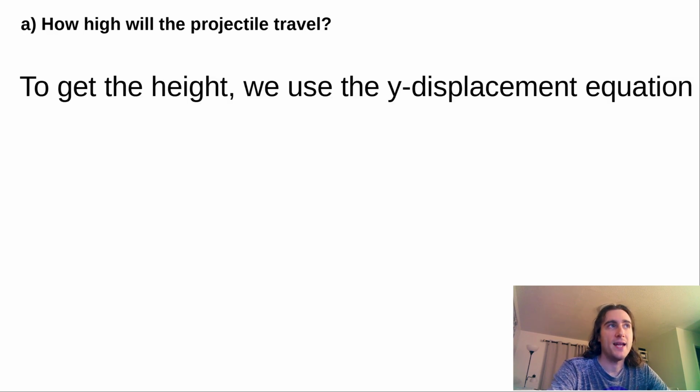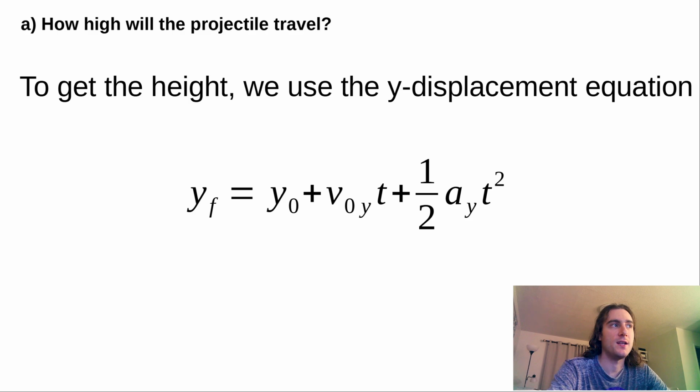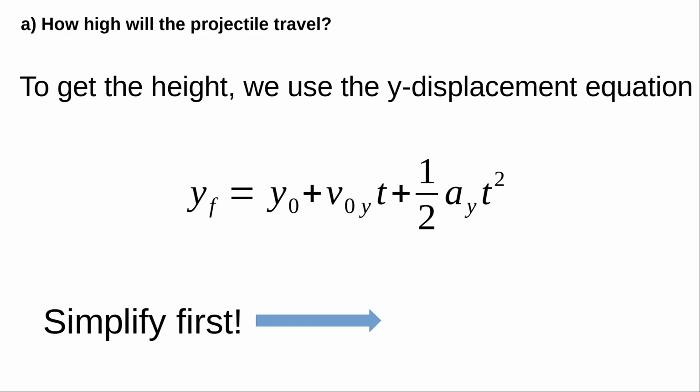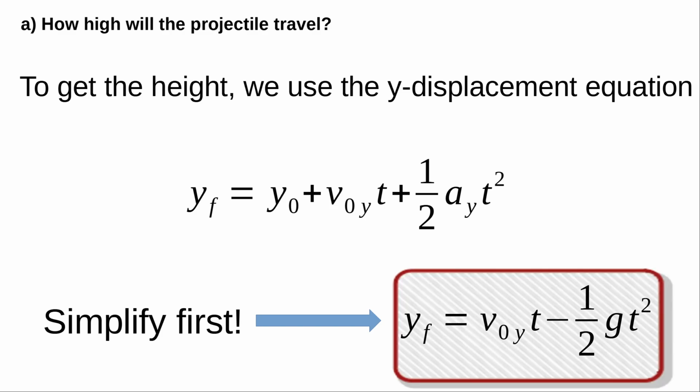Now, in order to get the height, we use the y displacement equation for constant acceleration. Namely, this formula here. The final y position that we're interested in is equal to the initial y position plus the initial y velocity times the time plus 1/2 the y component of the acceleration times the time squared. Now we're going to plug in that time that we got before, but first let's go ahead and simplify this expression. We know that y0 is 0, and so we can get rid of one term, and we can replace ay with minus g, hence the minus sign in this final expression.